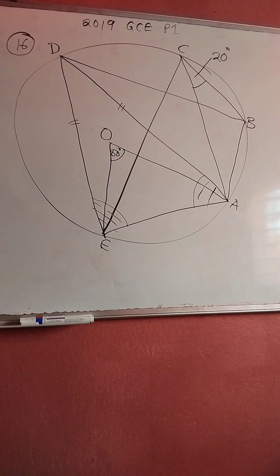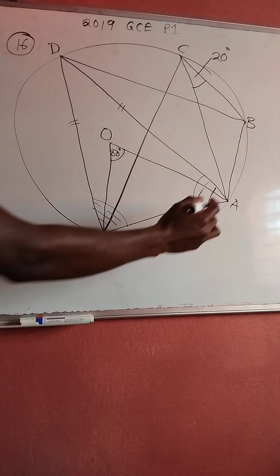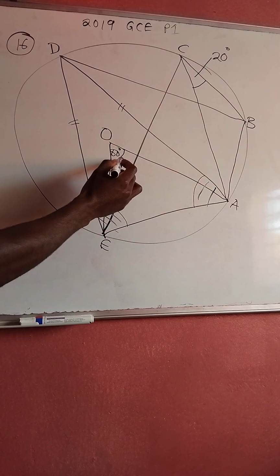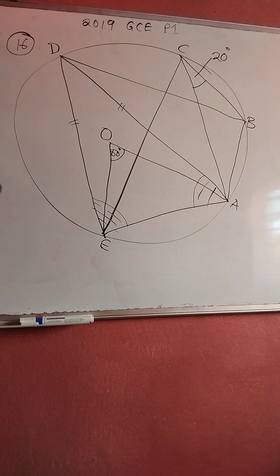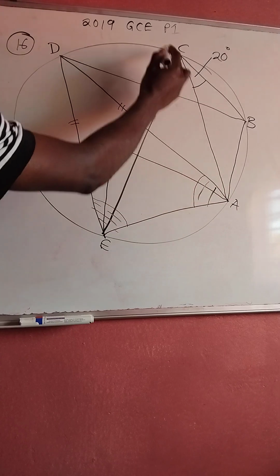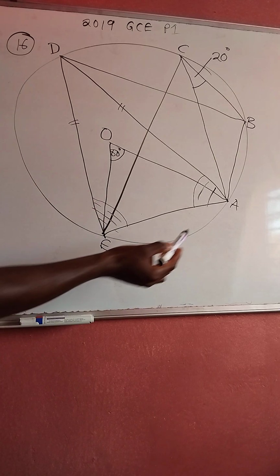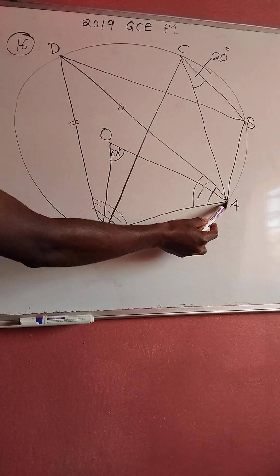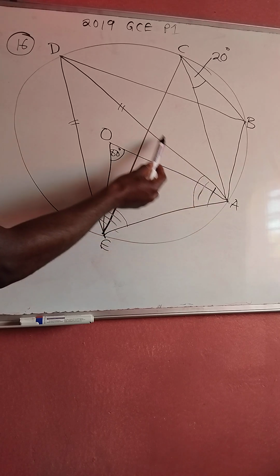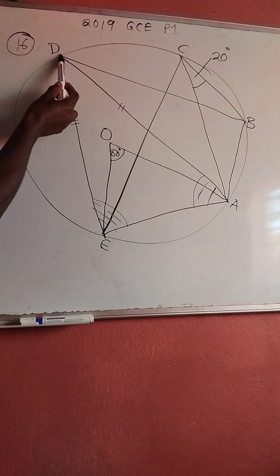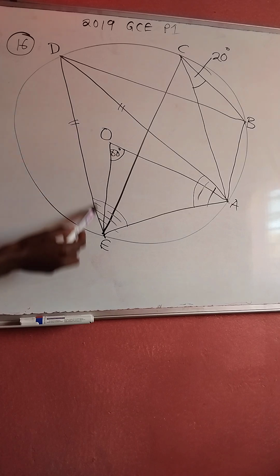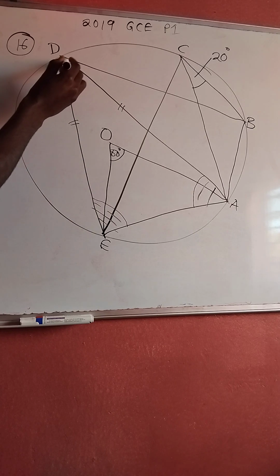Then AOE is 80 degrees. And ACB is 20 degrees. So they want us to find angle ADE. So where is our A? A is here. You follow the line that takes you to D, and then the line that takes you to E, down there. So the angle we want is this one here.